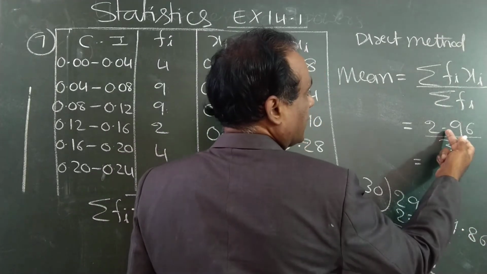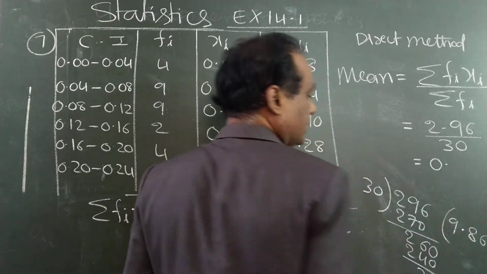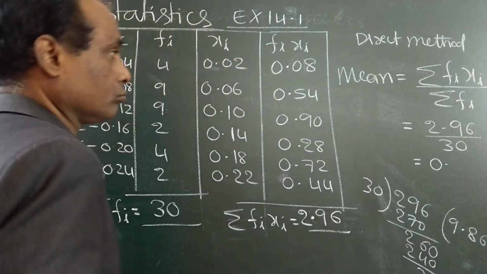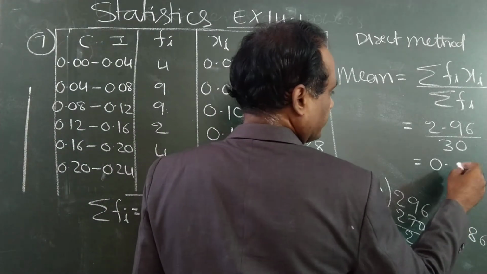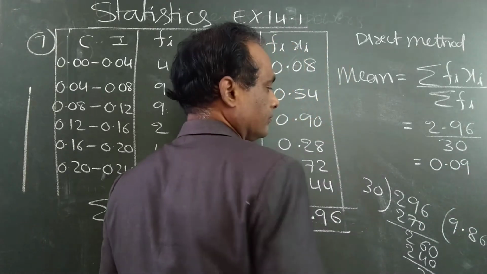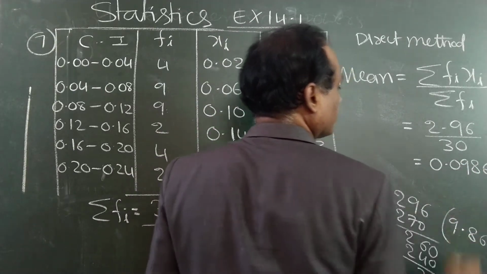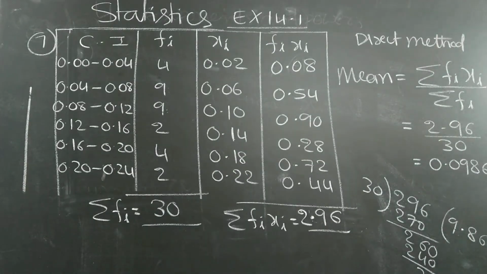Nine 9.86, but already there is a decimal, so 0. See the division, is it correct or not? Check the division once.